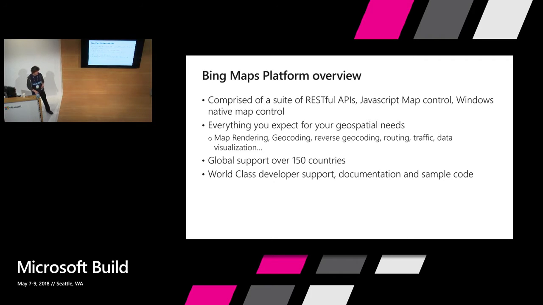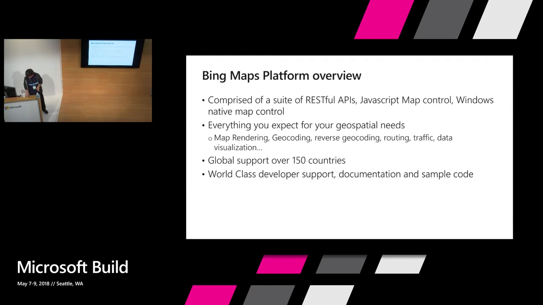So of course we've got a JavaScript map control, and we've got a Windows 10 map control, which is pre-installed on every Windows 10 device. We've got REST APIs that work from any environment, and basically everything you need to build your geospatial applications. Great data visualization. We work in over 150 countries. Map rendering, geocoding, traffic services, reverse geocoding, all that good stuff. And of course, world-class developer support.